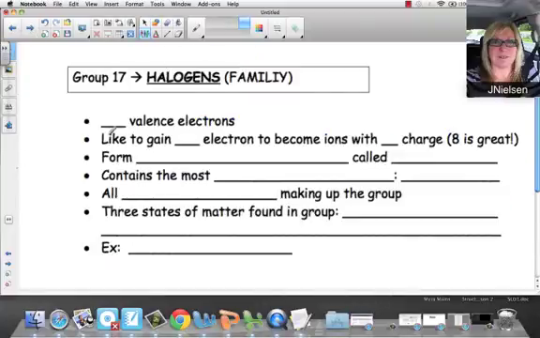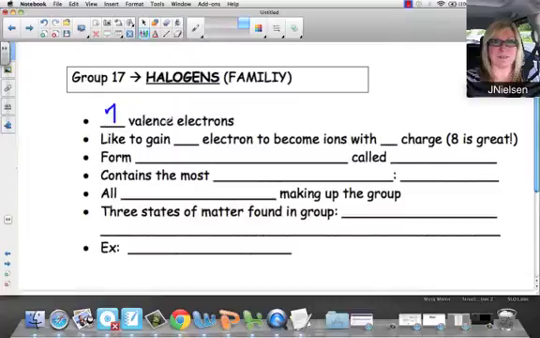17, the halogen family. They have 7 valence electrons, and they like to gain 1 electron so that it will have 8. So if they gain 1 more electron, that means they're going to have a -1 charge because they'll have 1 more extra electron than proton. And they like to form salts, other various compounds, and they are called halides.